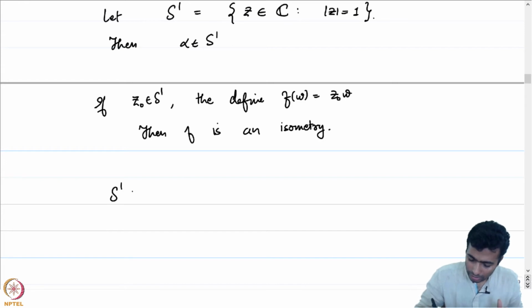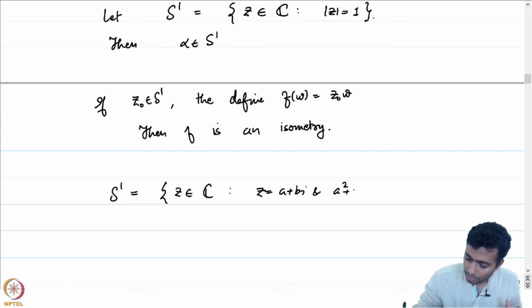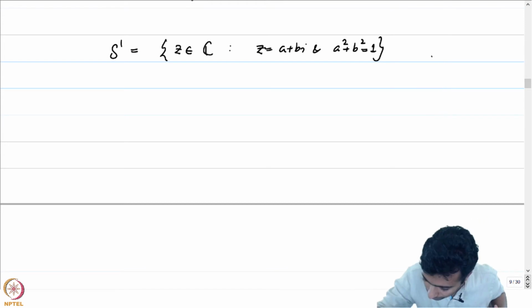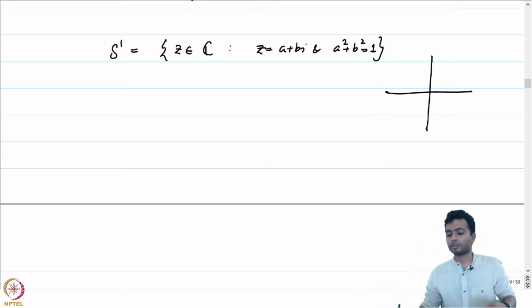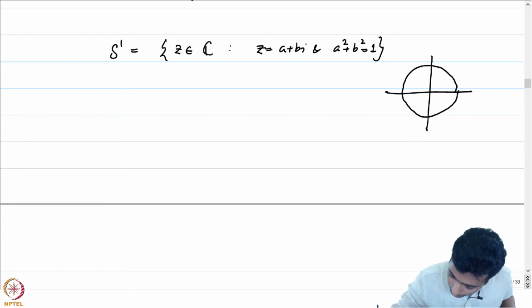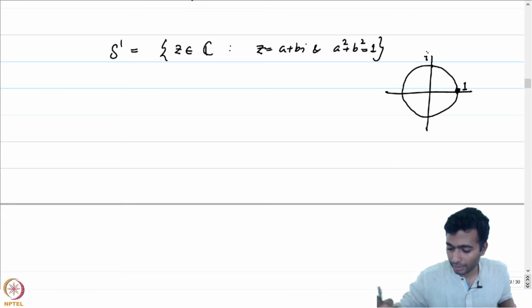This object is what is commonly called the unit circle. This is the set of all z in C such that z is equal to a plus bi and a squared plus b squared is equal to 1. We are familiar with this geometric object. So we have the axes and this will be the unit circle. So this is 1, this is i, this is minus i, and this is minus 1.